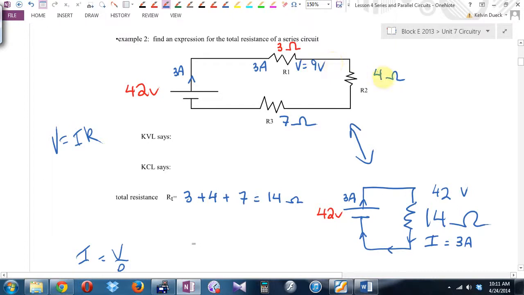How many amps going through R2? 3 amps. How many volts do I lose in R2? 12. How many amps going through R3? Still 3. How many volts must I lose? 21. And there, I've just solved the circuit.